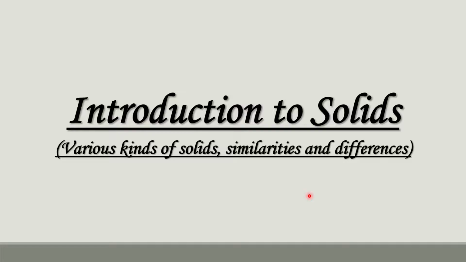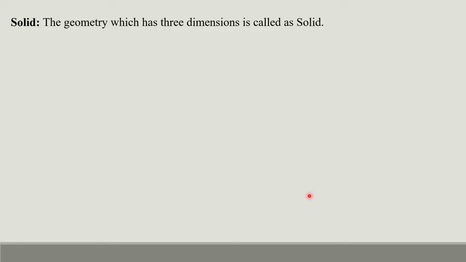Today's video is on Introduction to Solids. In this video, we will understand various kinds of solids, the similarities and differences between them. Starting with the definition, the geometry which has three dimensions is called a solid. Coming to the types, there are basically two types of solids. One is called polyhedron and the second is called solid by revolution.